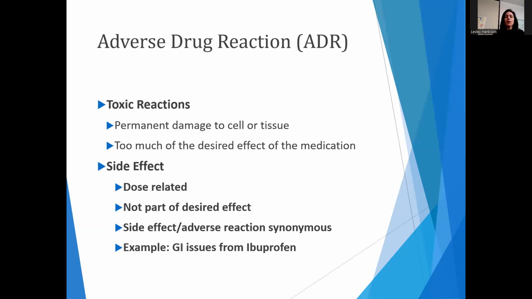A toxic reaction is permanent damage to cells or tissue, too much of the desired effect of the medication. So that could happen if somebody's seeing a cardiologist and then they're seeing somebody else, an oncologist or something, and they're not communicating and they prescribe medications that interact poorly, they could get a toxic reaction because of that, or they could end up dosing themselves too high.